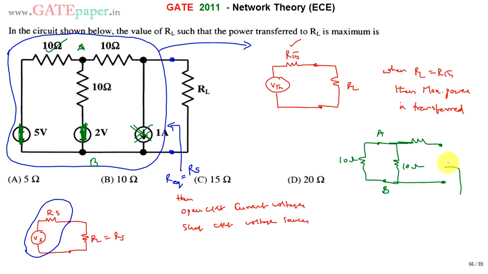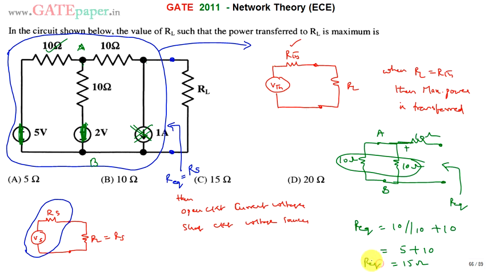Now if you write R equivalent, it is equal to 10 parallel 10 plus this 10. So 10 parallel 10 plus 10 ohms. 10 parallel 10 is 5, plus 10, which is nothing but 15 ohms. So R equivalent, or R Thevenin, is equal to 15 ohms. If RL is equal to R equivalent, that is 15 ohms, then maximum power from this circuit is transferred to load RL. So the right option for this question is C.